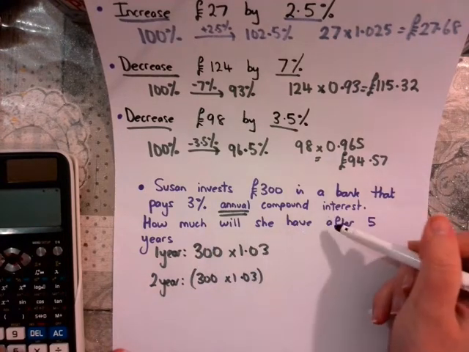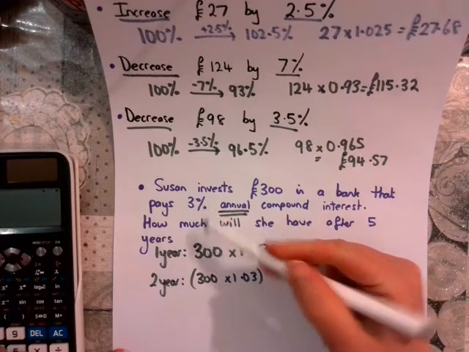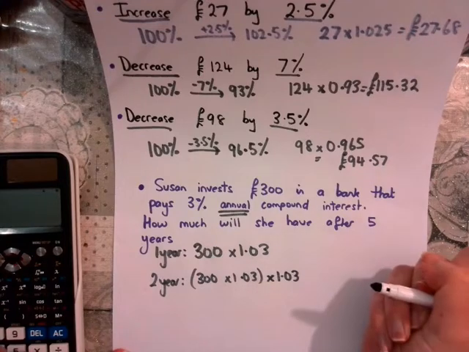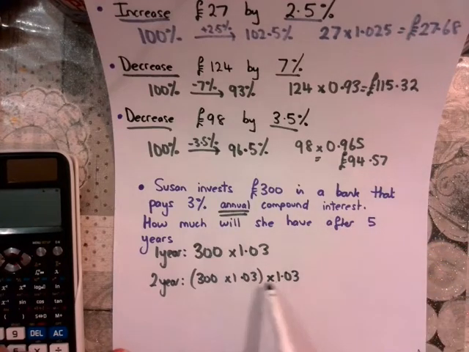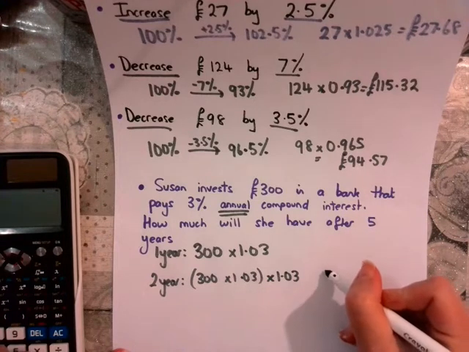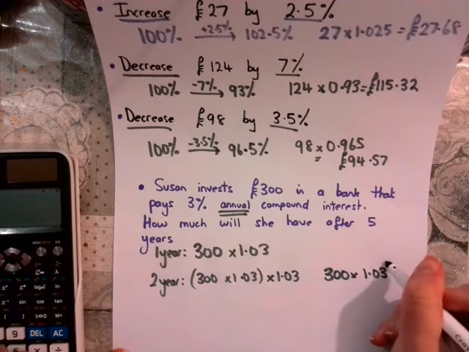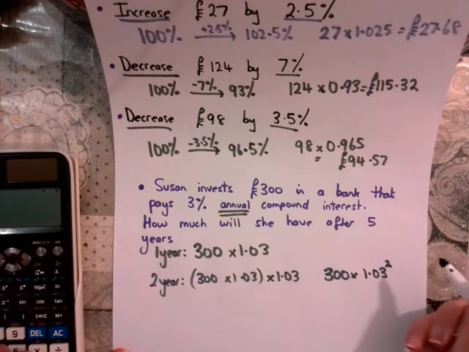I would then, for the second year, want to increase it again by another 3%. So I'd have to times this by another 1.03. And you can see here, I've got two 1.03s that have been timesed together. So another way to write that would be 300 times 1.03 to the power of 2, or squared.